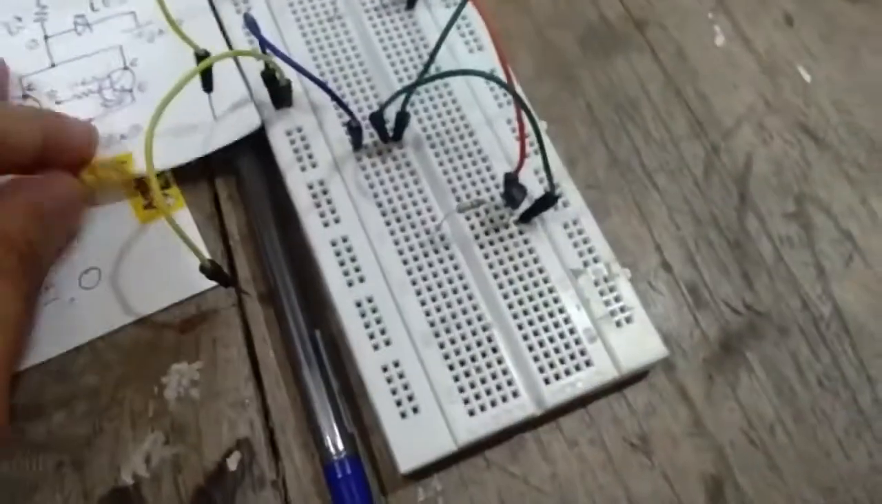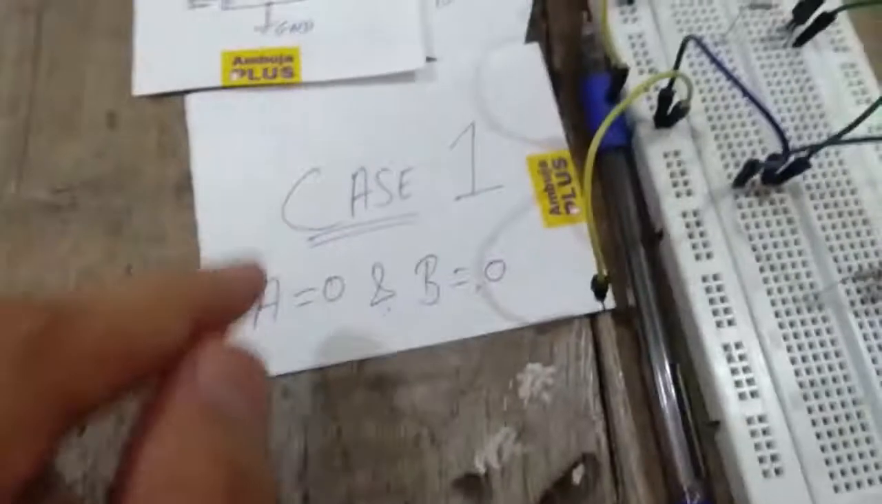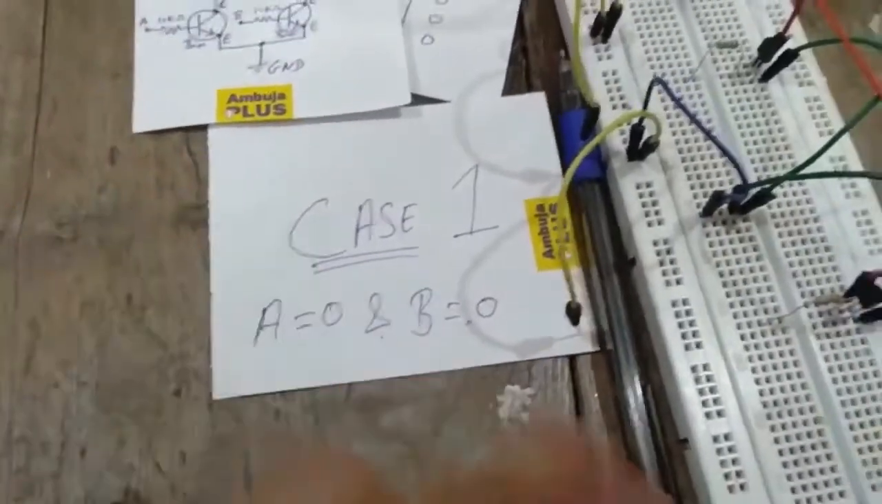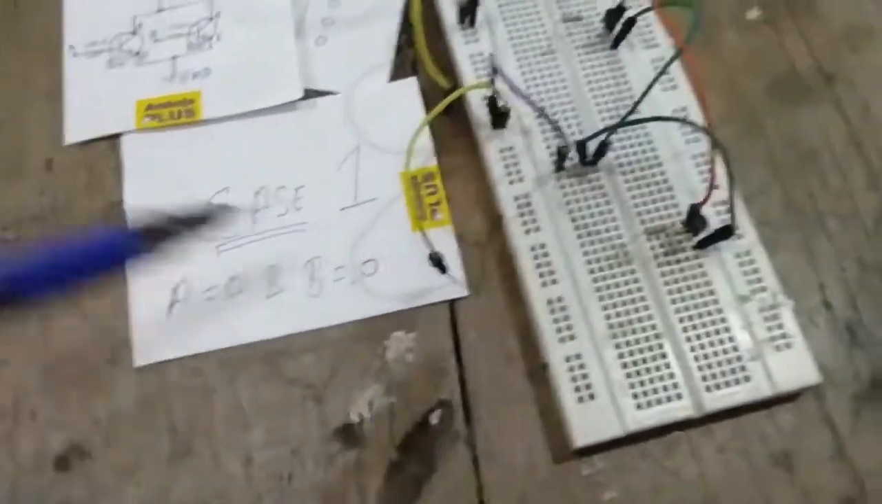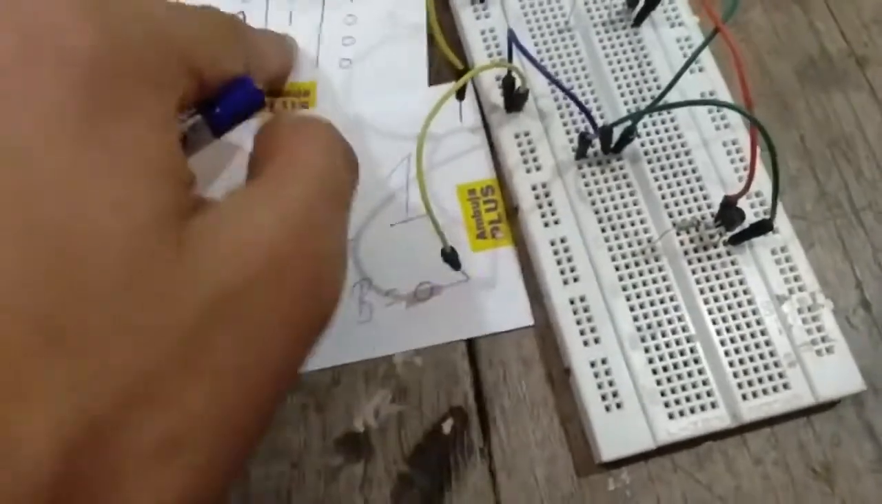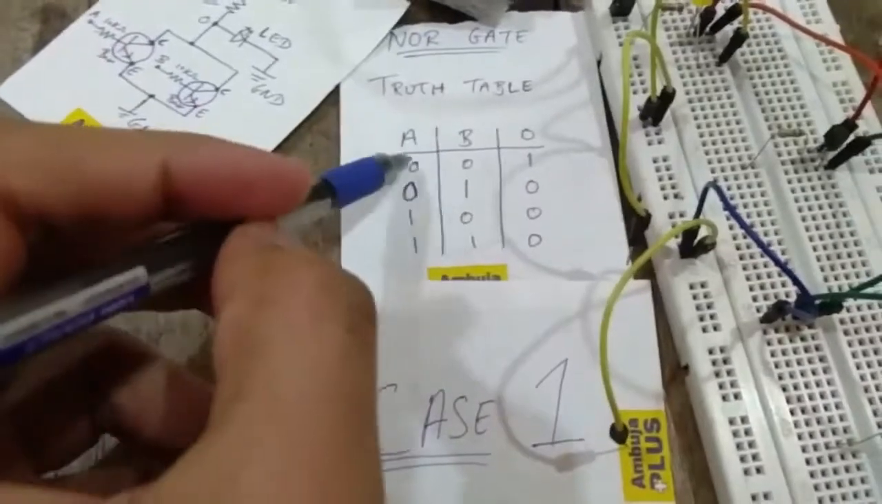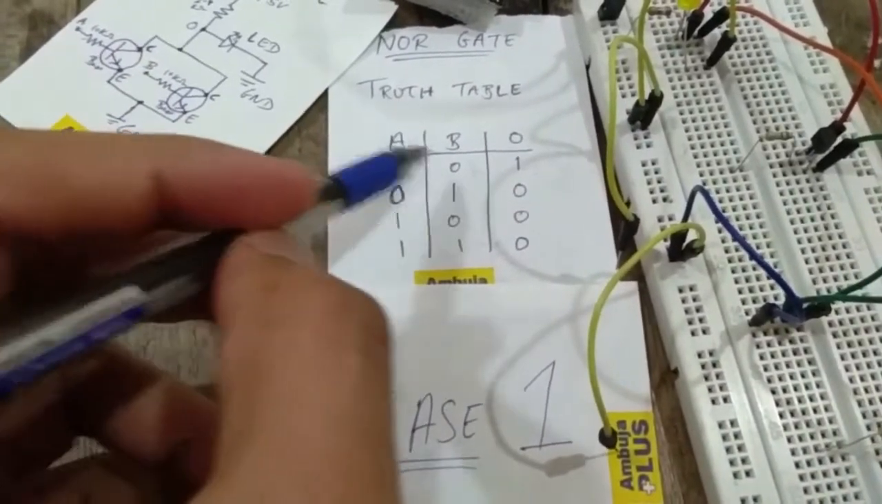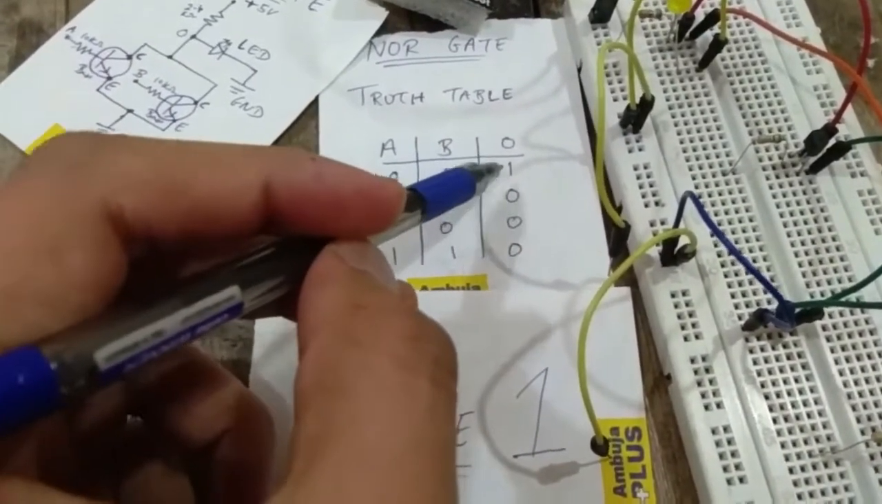So I'll just remove this yellow wire from the second transistor and from my first transistor. So here I have made A0 and B0. Now for A0 and B0, according to the truth table of the NOR gate, when A is 0 and B is 0, the output O should be 1.